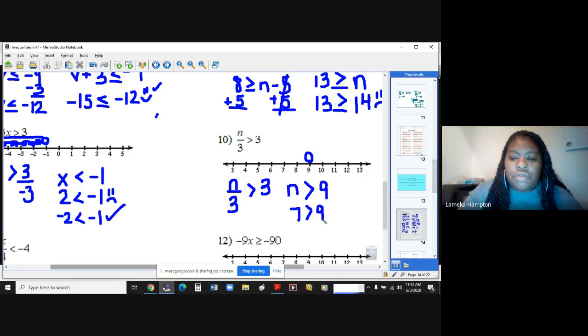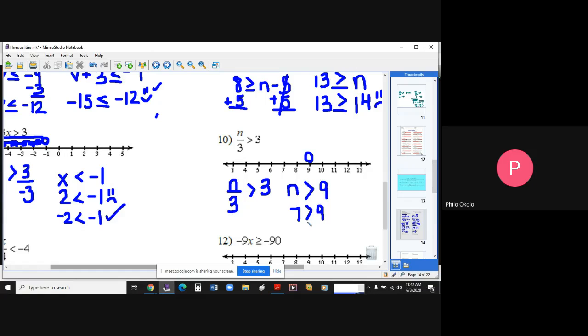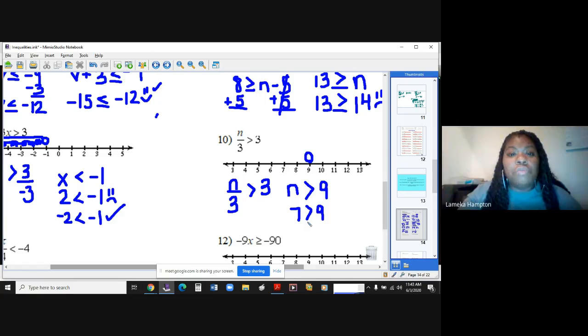Now we know that 7 is not greater than 9. We know that. Did you have a question, Miss Philomena? Yes, ma'am. Number 10, are we still going to flip the sign or leave it in the division? No, ma'am, you do not flip the sign in this one because we are not multiplying by a negative number.